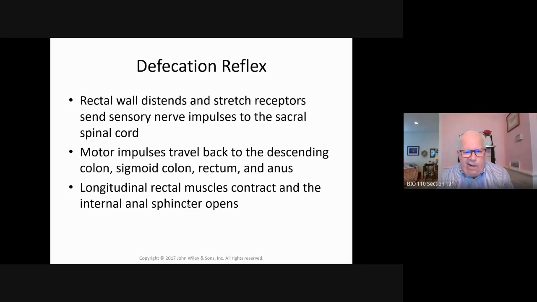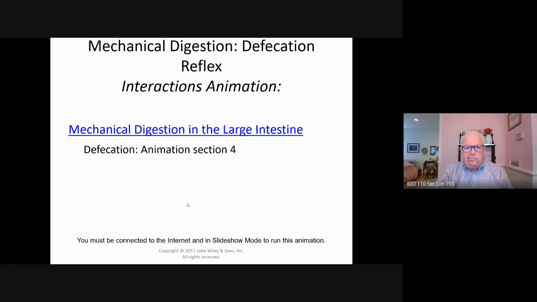Okay? Very important to understand that if you have a spinal injury, you are unable to defecate. You cannot defecate. If you have a spinal injury to your sacral cord or above, you cannot urinate. So people with spinal injuries cannot defecate nor urinate. That's very important to understand.